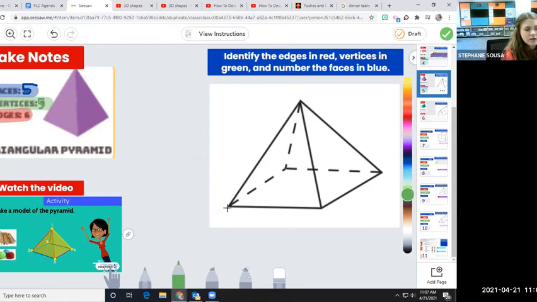Okay, so let's take a look here. Let's get these vertices out of the way first. Our vertices are where each of the 3 faces might meet. 1, 2, 3, 4, and 5. Go ahead and trace those.